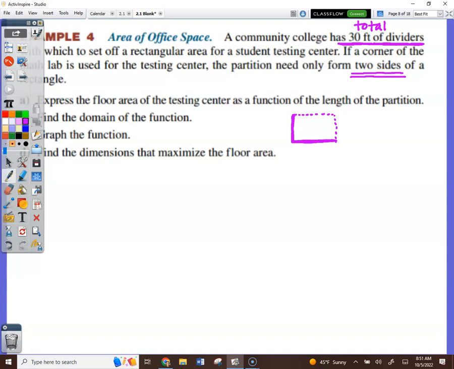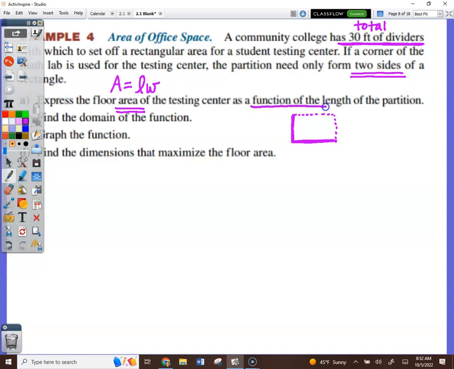They want us to express the area of this shape. So what's the formula for area of a rectangle? Length times width, just area. Perimeter's coming in though. So the area of a rectangle is length times width, and they want it as a function of the length.